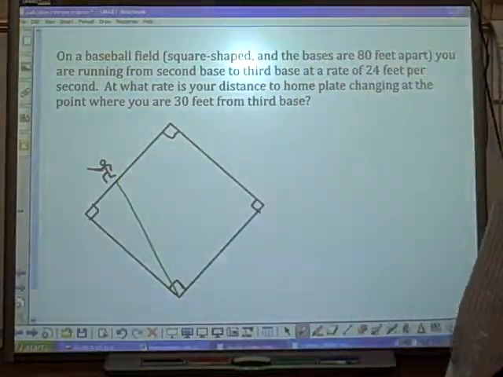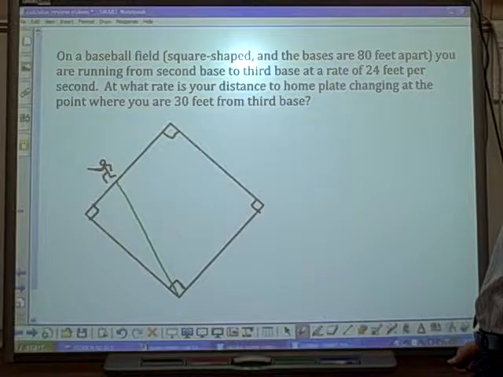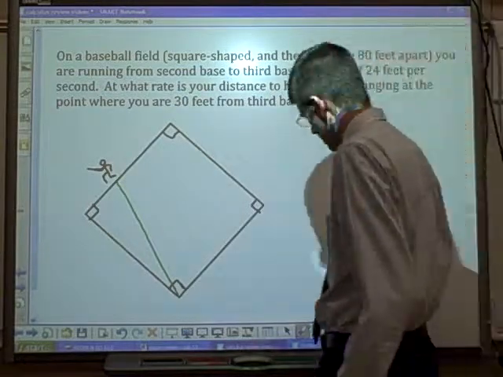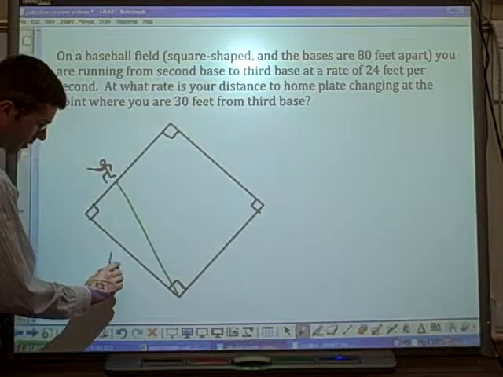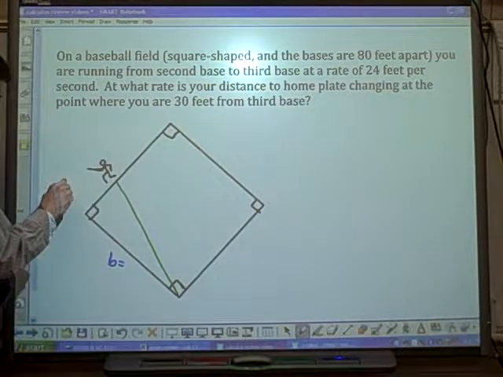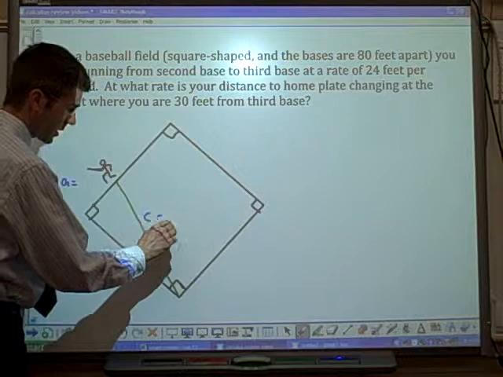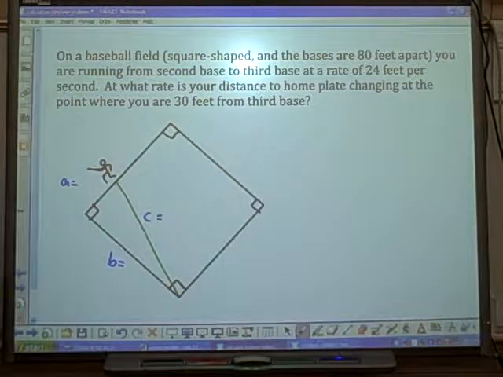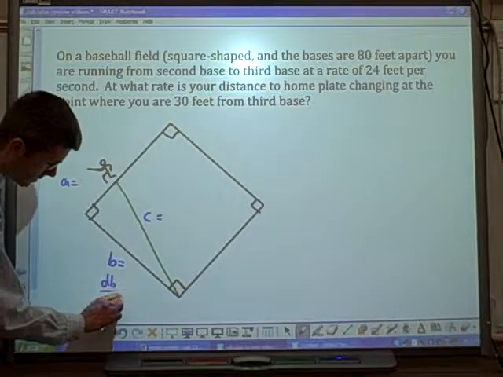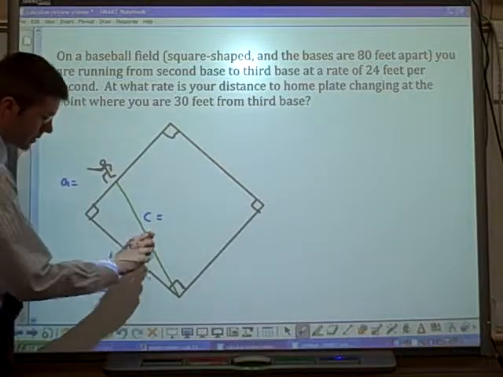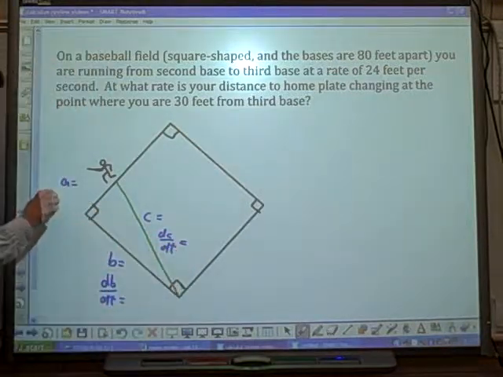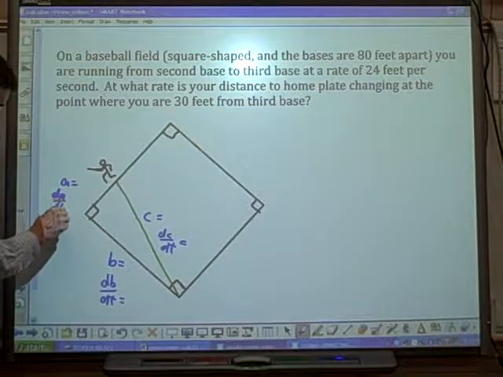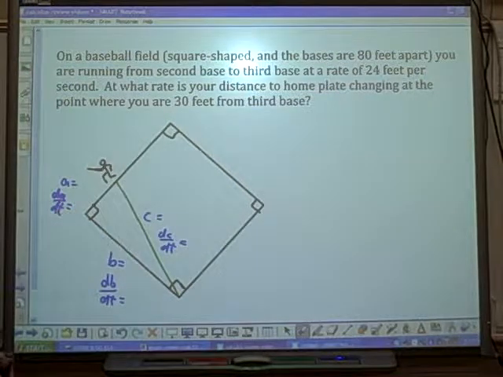Okay, you're running from second base to third base at a rate of 24 feet per second. Let's go ahead and label some stuff. We'll call some things A's, B's, and C's. I'll call that B. I'll call this A. I'll call this C. And we're going to need some rates as well with respect to time. So dB/dt, dC/dt, and dA/dt.